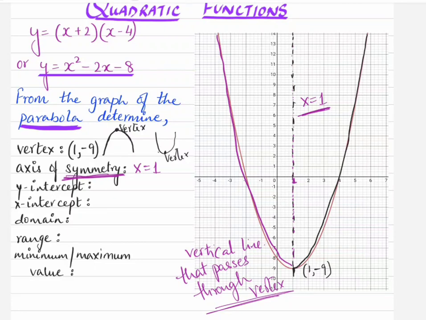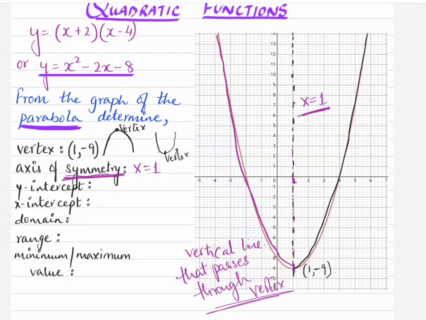The axis of symmetry is the line that divides the parabola into two equal parts, and it passes through the vertex. Right? So in this case, it is passing through that point there. Cool. Next, we have y-intercept.